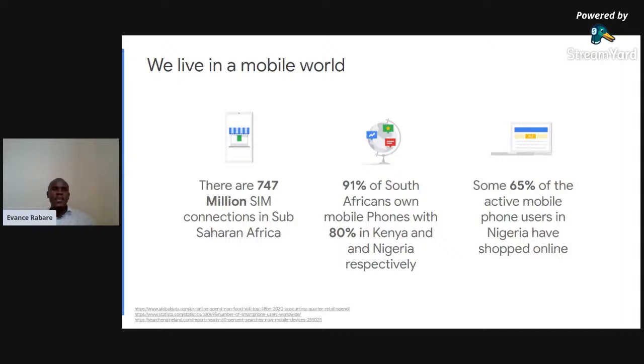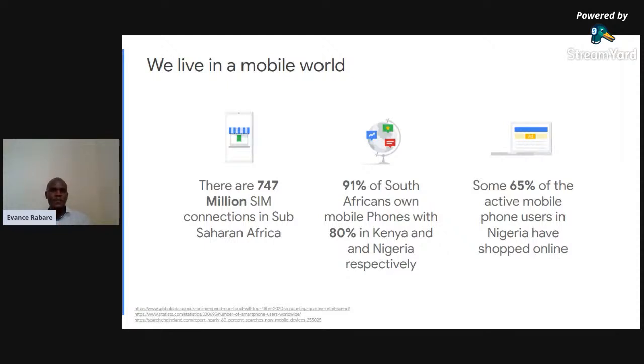But the underlying issue is more and more people are having SIM cards, and we're using them to connect to the internet. We have 91% of South Africans on mobile phones, with 80% in Kenya and Nigeria. So more South Africans own mobile phones as compared to Nigerians and Kenyans. I don't know the reason why, but it seems most of them do own mobile phones, including the young.